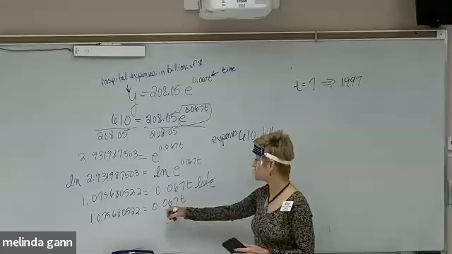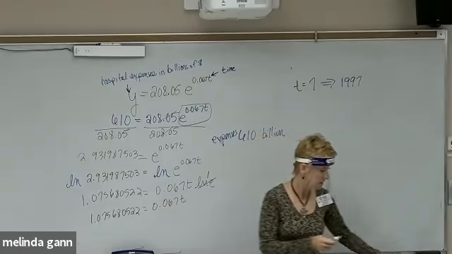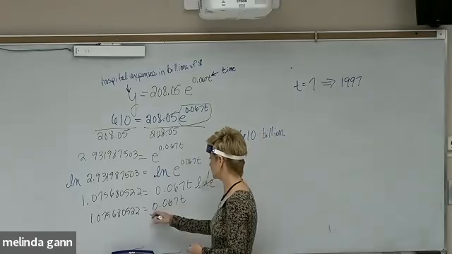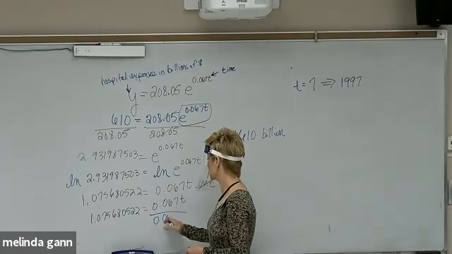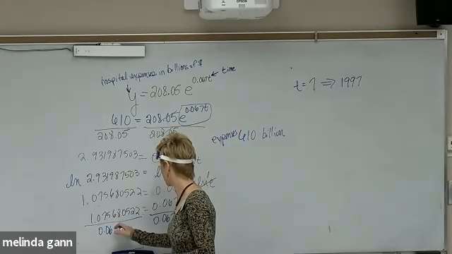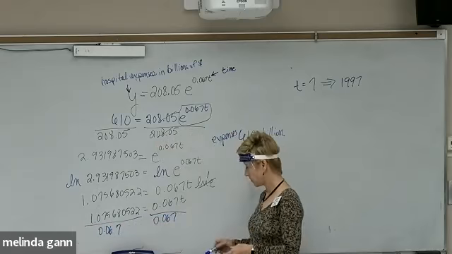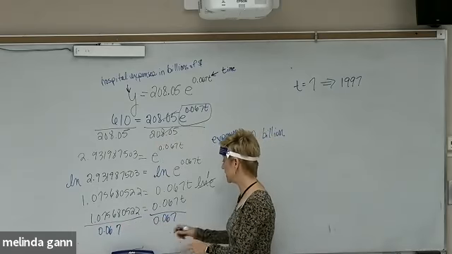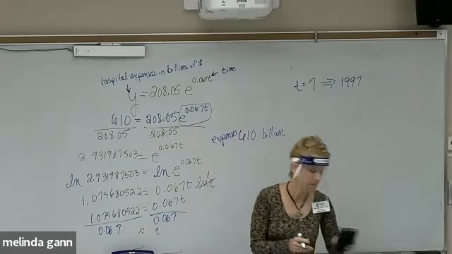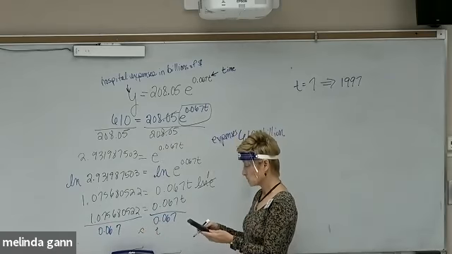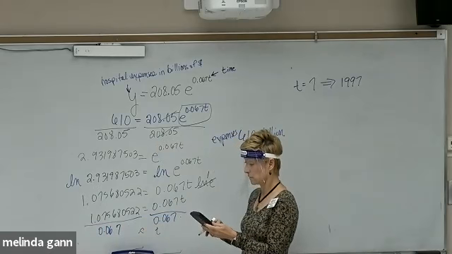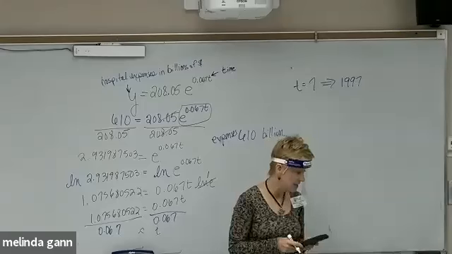Now, how do I get rid of this number in front of t? So if I divide this side by that number, I got to divide that side by that number. Okay, so let's see what t ends up being. t is about, let's see. Did you get about 16?